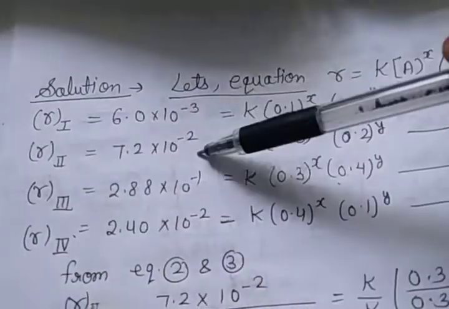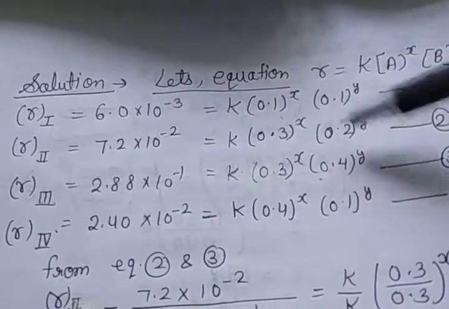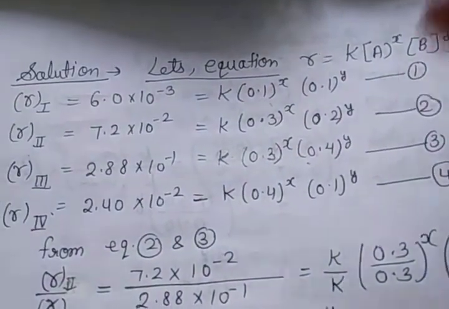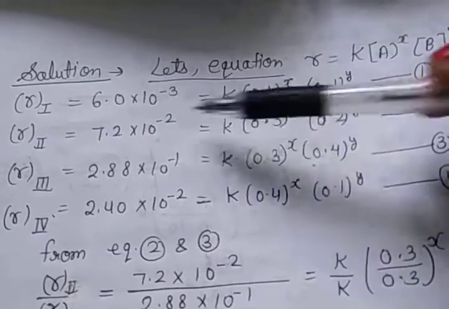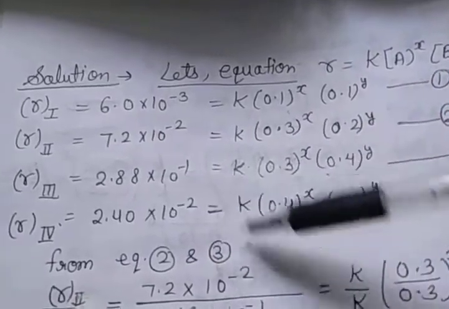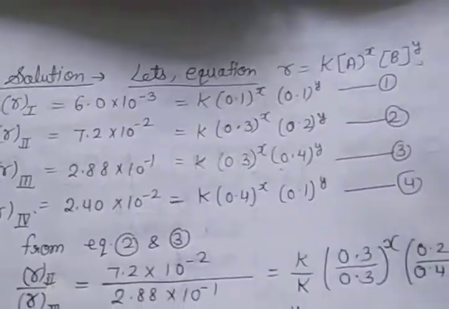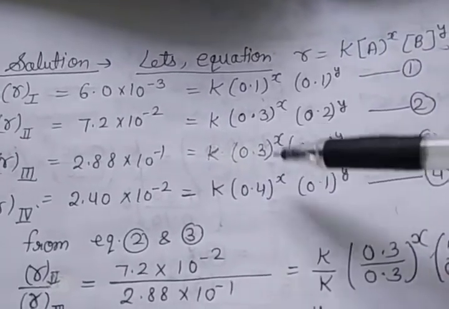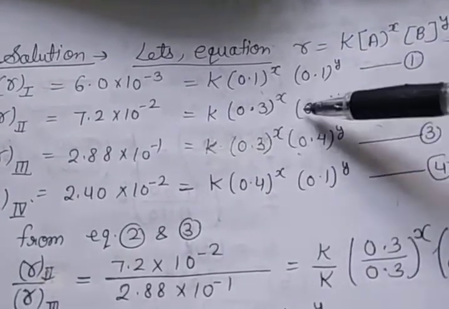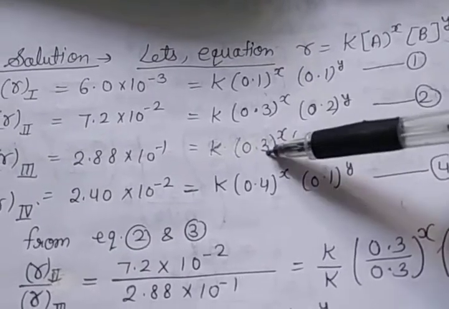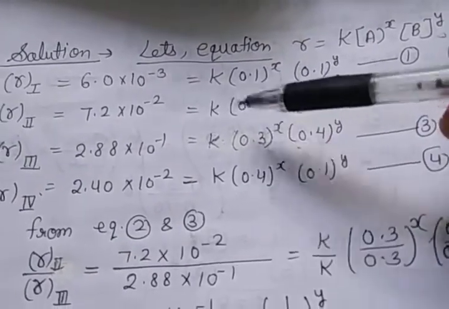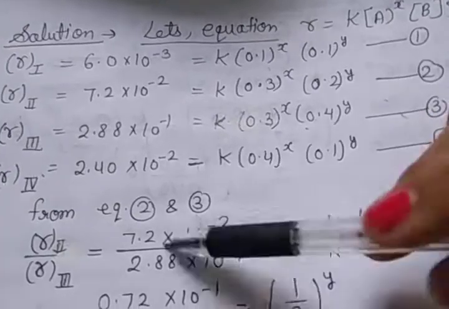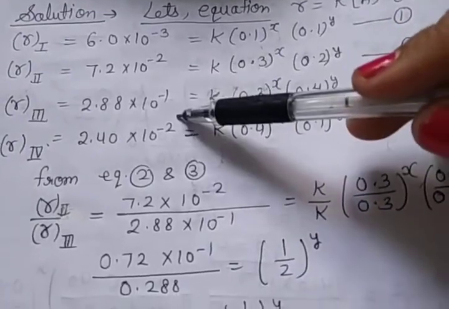Then r second, same, the rate of the reaction and then the A value and B value. Third and fourth, the same, we have to write according to the table and put in the values. Here you see second and third: 0.3 and 0.3, the A value is common. So from equation second and third, r second divided by r third.